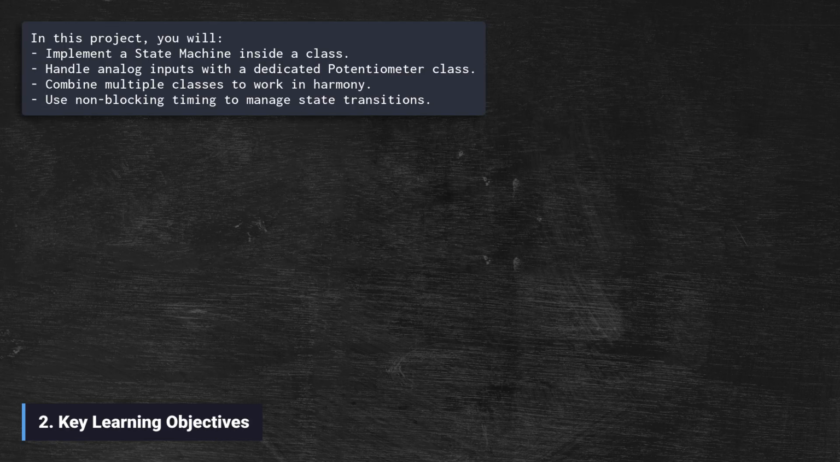The biggest challenge here is the state machine. Instead of using a giant switch case in your main loop, the traffic light object itself will decide when to switch from green to yellow based on its own internal timer. This is the ultimate example of encapsulation.